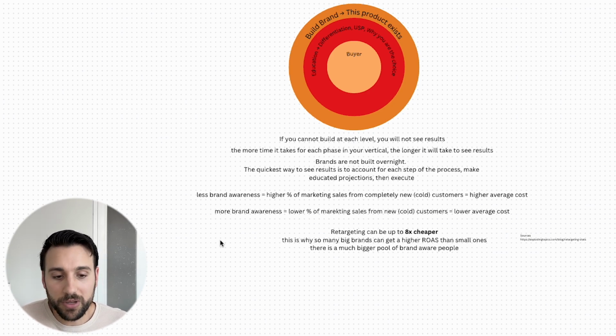And this is why so many big brands can get a higher ROAS than smaller brands. So when you hear of these big brand campaigns getting 10x ROAS, it's because they already have this huge pool of people that are brand aware and know about their product. It's easier to sell to them. One compelling ad can be the difference maker in them just buying. So this is why so many big brands have a higher ROAS than smaller ones, because the smaller ones have to build, and they have such a higher hill to climb in building that brand, building awareness, building education. And there's a much bigger pool of brand aware people for a bigger brand.